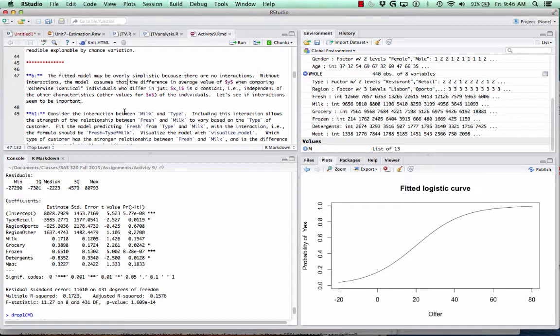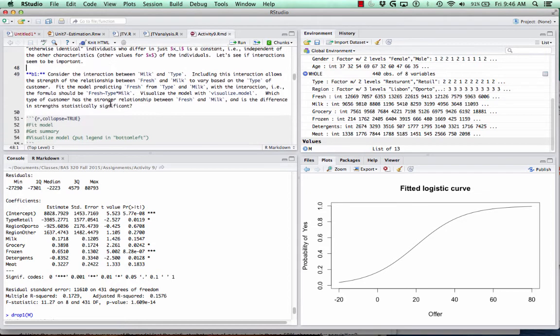So the model that we fitted could be potentially overly simplistic because there's no interactions involved. And so without interactions, one thing we know is that the model assumes that the difference in the average value of y when comparing otherwise identical customers that only differ in one particular variable, that difference is a constant. It doesn't matter what the characteristics of the customers are. And it might be the case that the strength of the relationship between y and x depends on the value of another variable. It might be the case that the difference in the average value of y between different levels of a categorical variable might be relatively big for some values of the other predictors and relatively small for other values. So considering interactions is always a good idea.